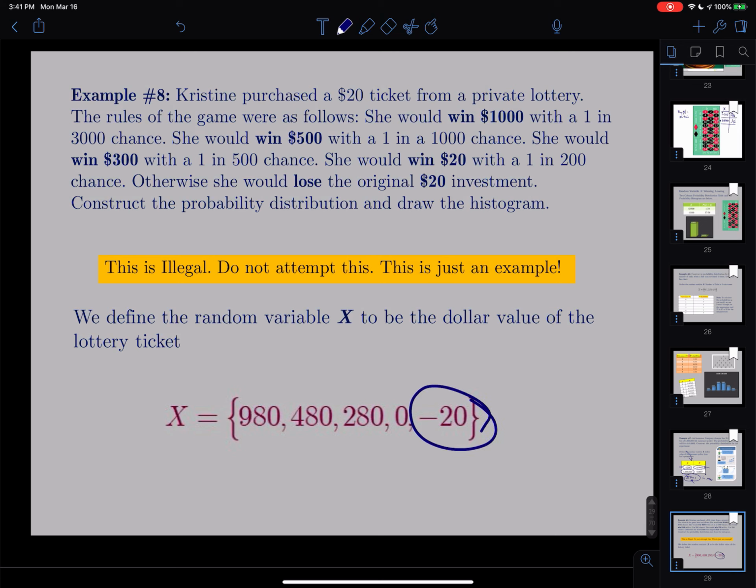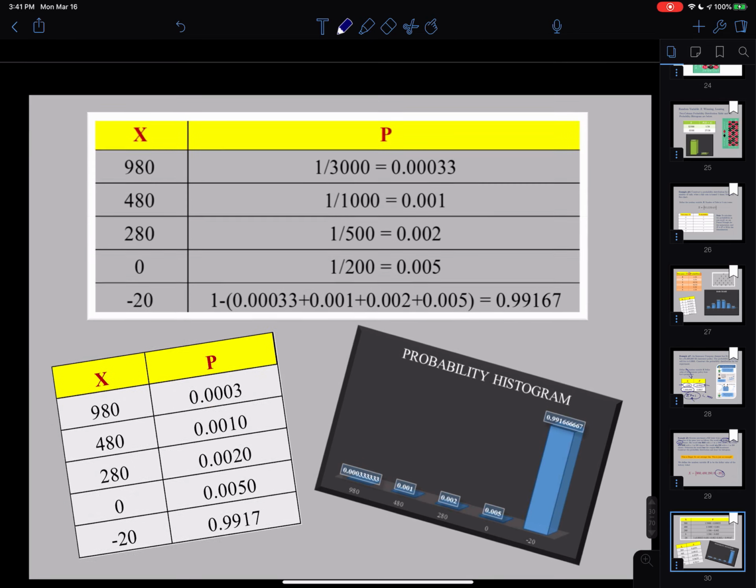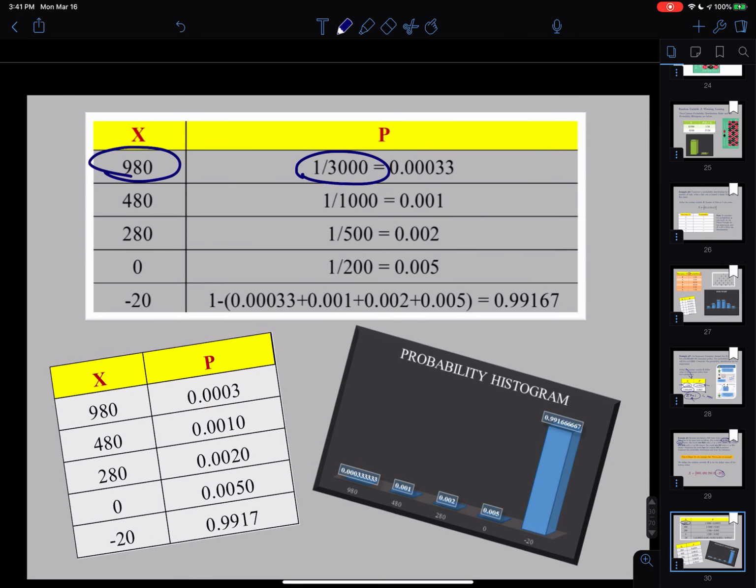Don't forget about that. And notice that for a $1,000 win, they're giving you the probability 1 out of 3,000. So at this point, I don't have to worry about figuring the probability out. It's given to me, and that's what I was talking about in the previous example. Well, let's write them all up. If I win $1,000, which is 980, that will happen with this probability. I win that much with that probability, I win 0 with this probability, and I lose $20.